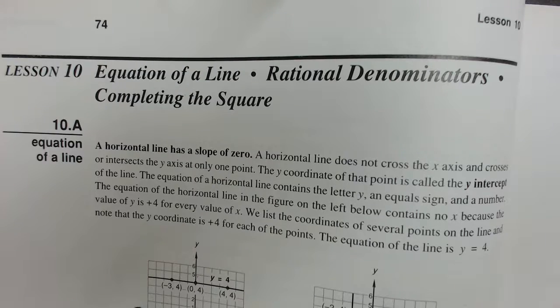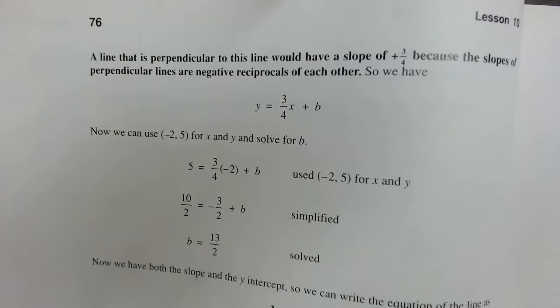Advanced Math, Lesson 10, Equation of a Line, Rational Denominators, and Completing the Square. We're going to skip equation of a line because that's something we cover pretty regularly in class, and it's probably the thing you need the least help on. We're going to go straight to rational denominators and completing the square.